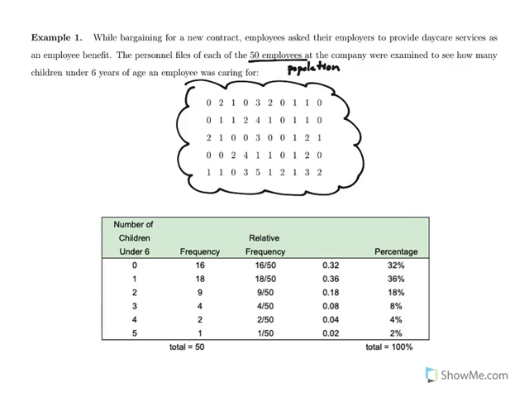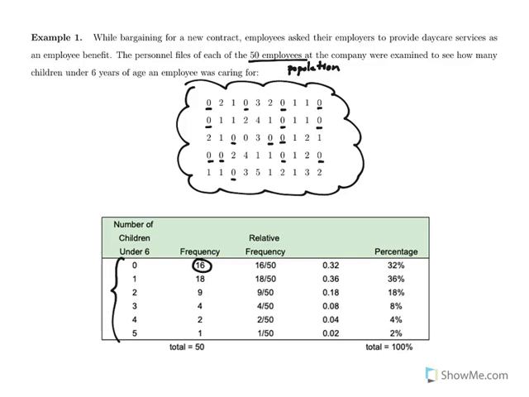So here we're going to list our number of children under age 6, that's our 0 through 5. And then we're going to count how many of each there are. So there are 16 zeros in this array. There are 18 ones, 9 twos, 4 threes, 2 fours, and 1 five.